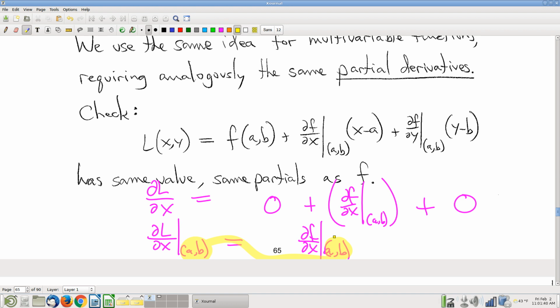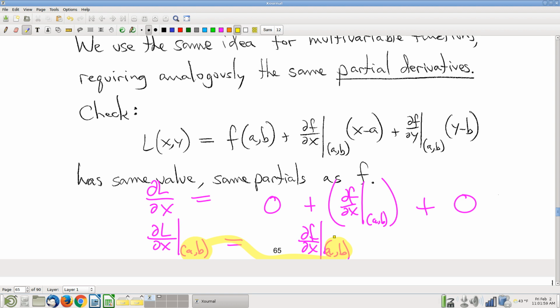And I'm going to leave it as an exercise for you guys. And please do this one. Actually write this down. Make sure you are super comfortable with each little micro step along the way. I want you to argue why is it that L and f have the same y partial at the point A comma B as well.